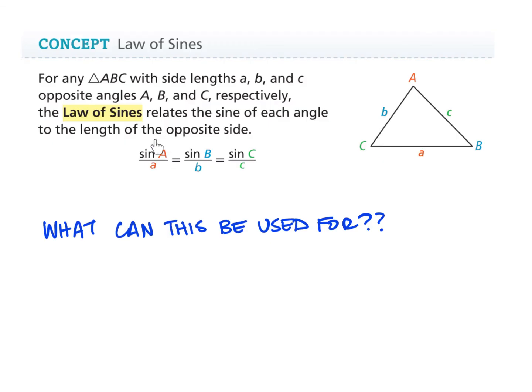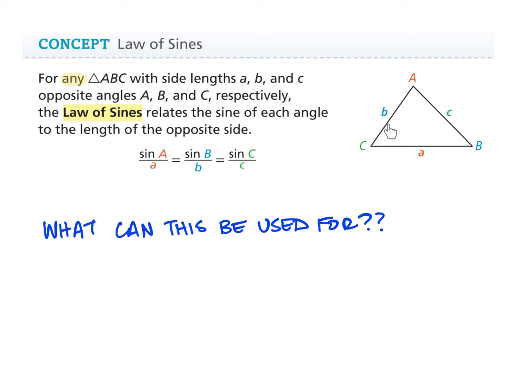So the official wording of the law of sines looks like this. It says for any triangle ABC, and the fact that it says for any triangle there, that's important. I'm going to come back to that in a second. For any triangle ABC with side lengths A, B, and C that are opposite angles A, B, and C respectively, what that means is that the side that has length A is across from angle A, the side that has length B is across from angle B, the side that has length C is across from angle C. So we can kind of see that over here. Angle A here, side length A here, angle B here, side length B here, angle C here, side length C here.